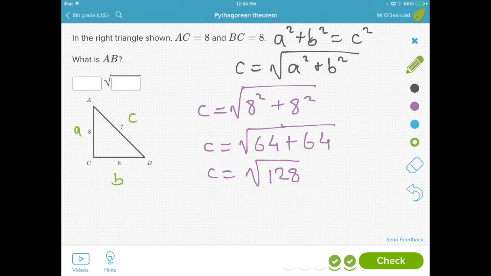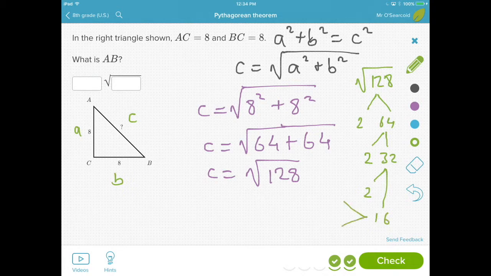Now, 128 is a very interesting number because, of course, it is a power of 2. It's one of those numbers that is a power of 2. So 2 is our base, and you can see 2 times 64 is 128. 64 is 2 times 32. 32 is 2 times 16. 16 is 2 times 8. 8 is 2 times 4, and 4 is 2 times 2. And that, of course, we've got just a ton of 2's there.